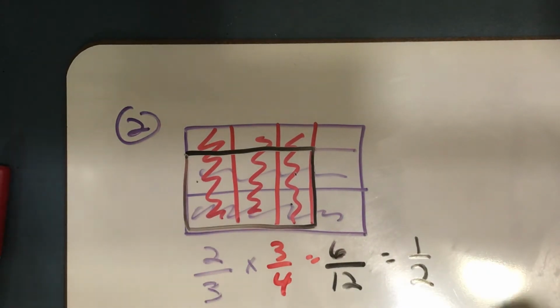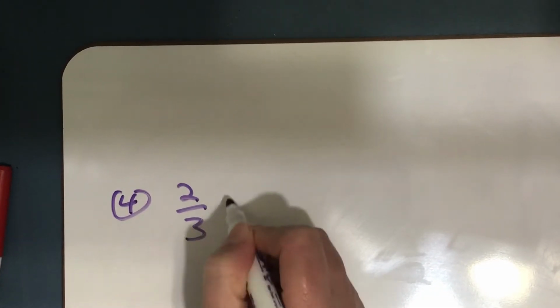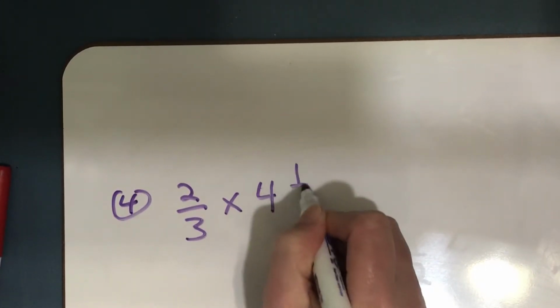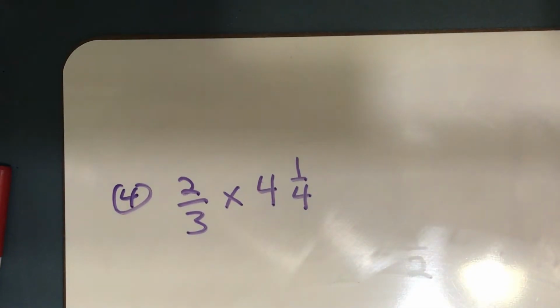Now I'm going to go on to number 4, which says use rounding to estimate the product. So number 4 is 2/3 times 4 1/4. So I need to round both of those to the nearest whole number.